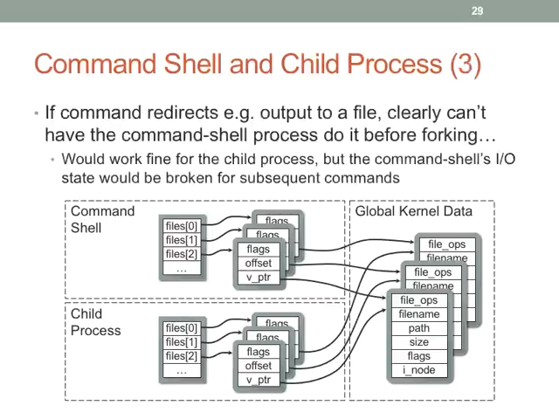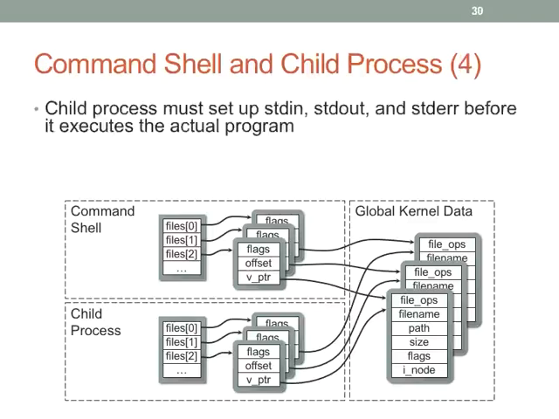Okay, now if a command redirects, it's a bad idea to do it before forking because now you're going to mess up the command shell's state when you only want to modify the child process's state. So what you need to do is have the child process do the redirection, and then the command shell can just keep having standard input and standard output. Okay, that tends to be the way these things are done. Like I say here, the child process sets up standard input, standard output, and standard error before executing.